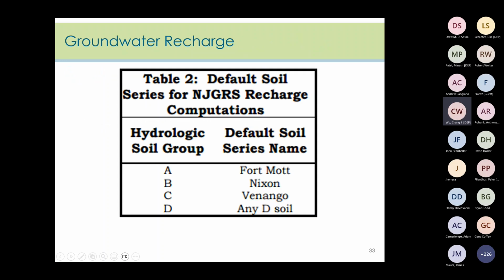And about the default soil series used for the groundwater recharge spreadsheet, here is the table. For example, if the Web Soil Survey shows an urban area and does not give you any soil series for the area, then you can use the default soil group here.